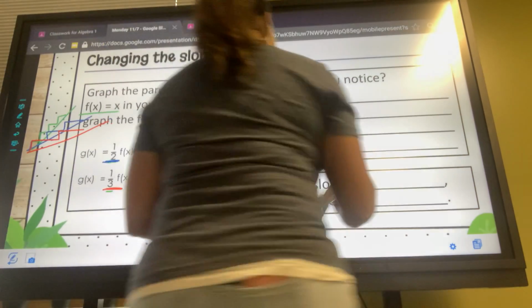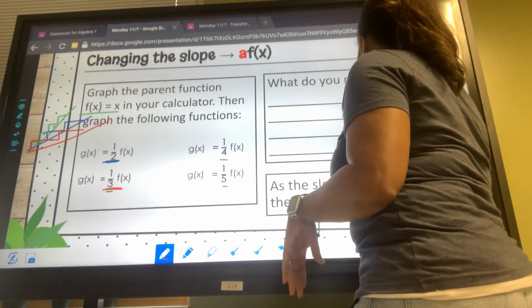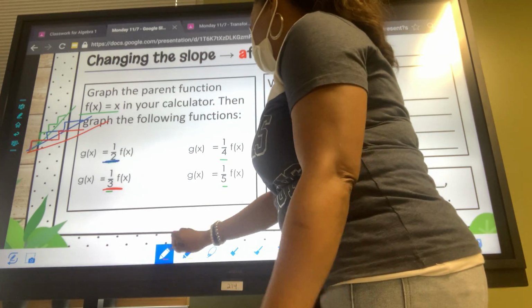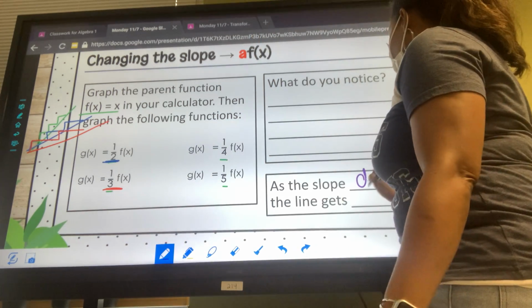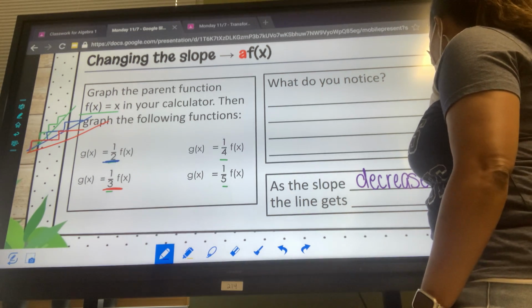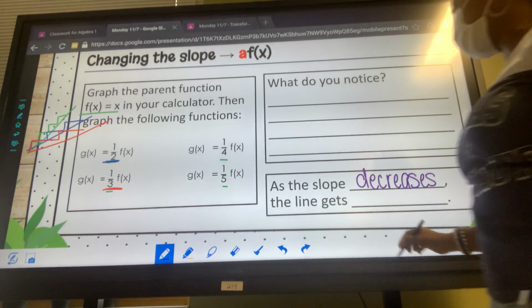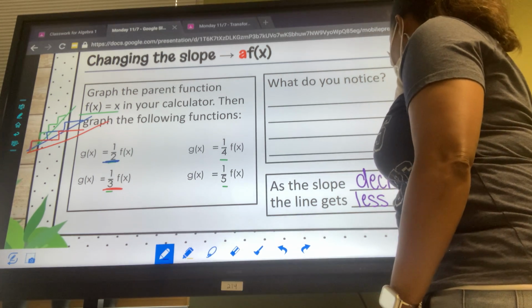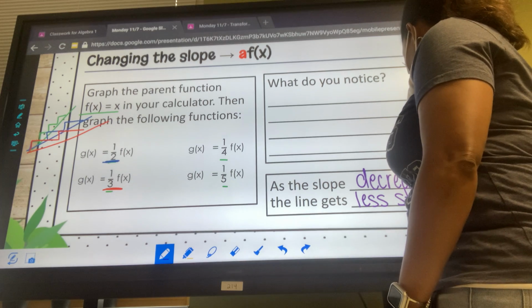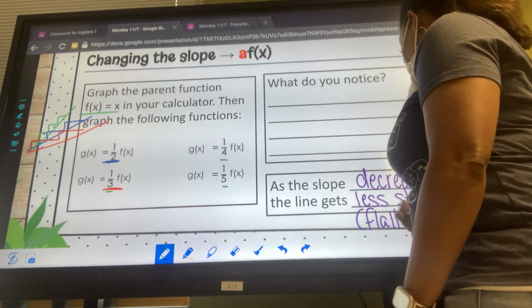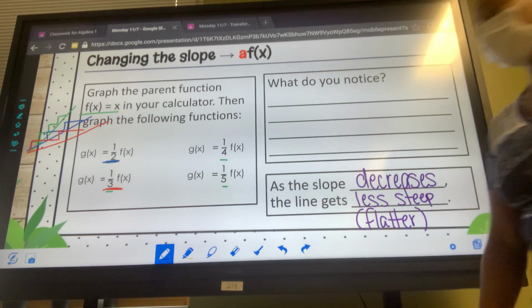So, as my slope decreases, you I hate right now. It gets deeper. Hey, yo. That's deeper. It gets tighter. It's not that funny. It really isn't. Thank you to those who are being mature. It gets less steep. You may also see it say it gets flatter.